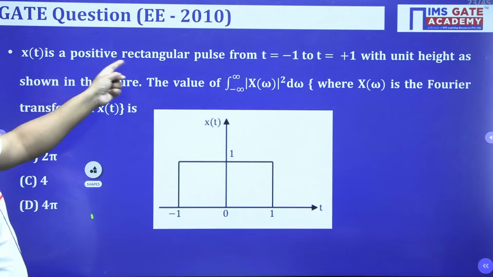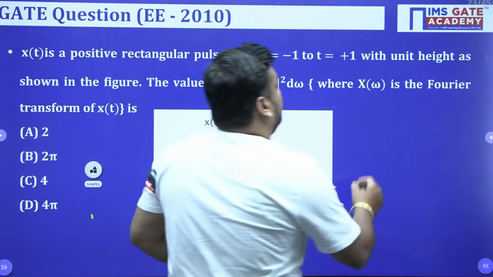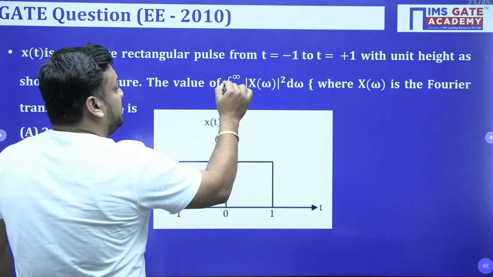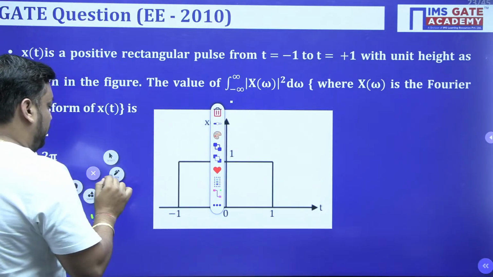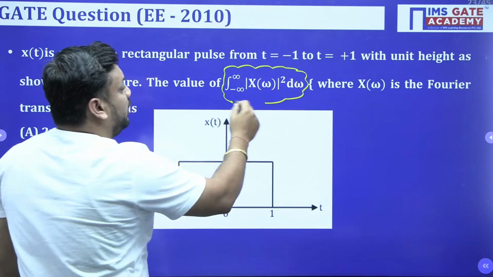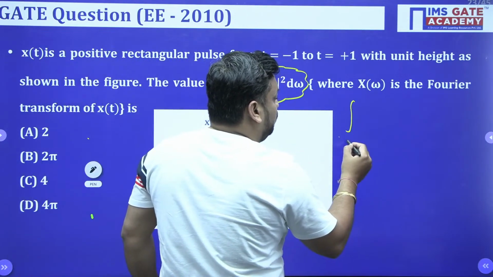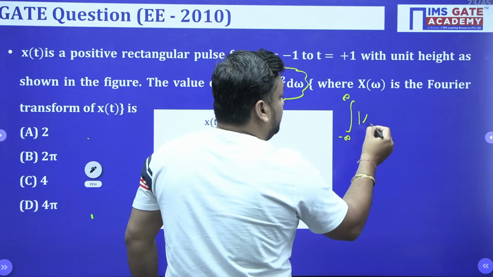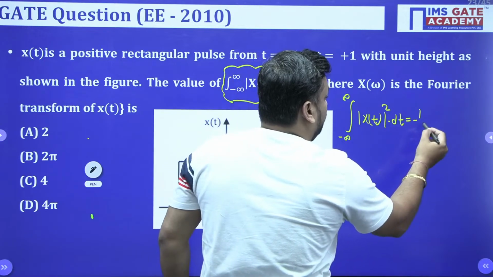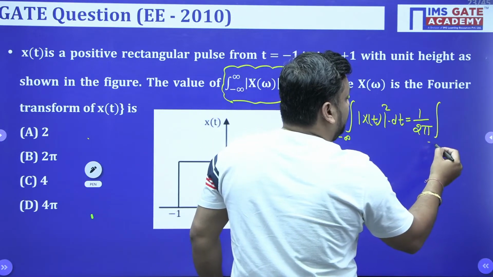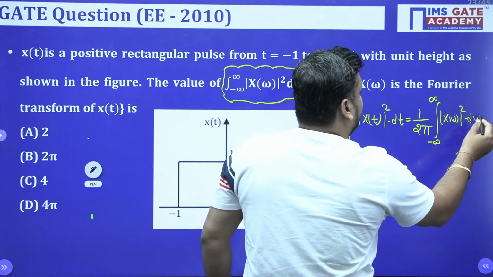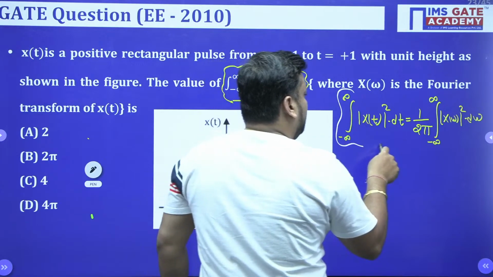It is asking for a positive rectangular pulse from -1 to +1, which is already given in the diagram, and asking for the value of the integral from minus infinity to infinity of mod of X(omega) whole square d omega. Do you know what the Parseval theorem is? The integral from minus infinity to infinity of mod of x(t) whole square dt is equal to 1 upon 2 pi times the integral from minus infinity to infinity of mod of X(omega) whole square d omega. So this is nothing but my Parseval theorem.